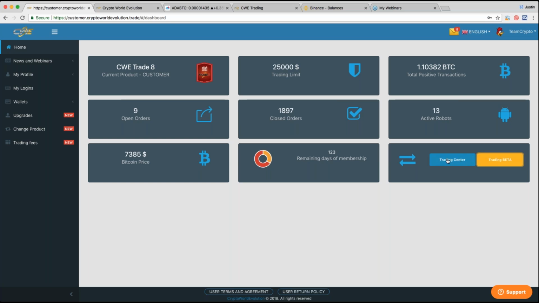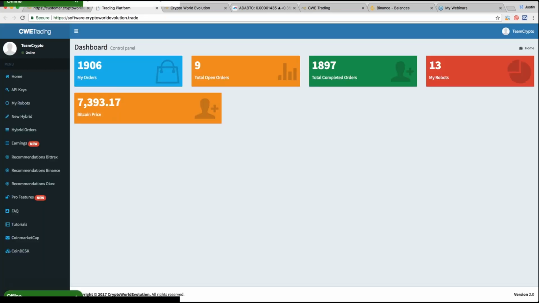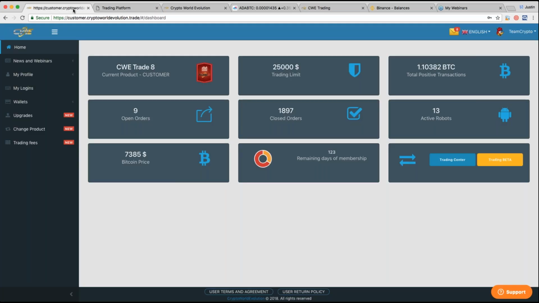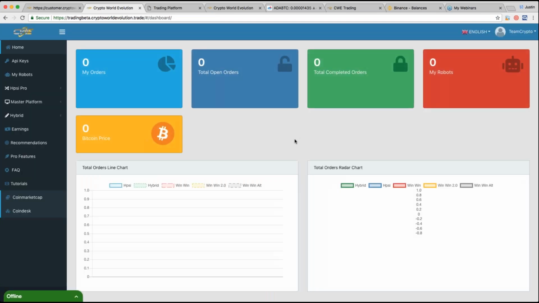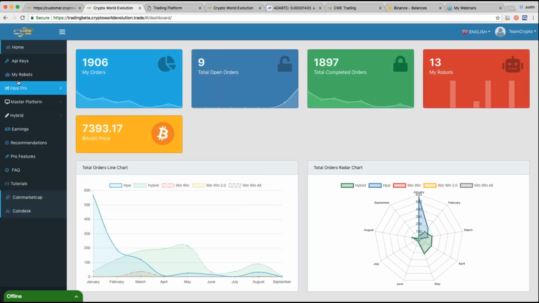Now, if you want to fire up a win-win and a regular HPSI, you want to go to the training center, which is right here at the blue button, or original back office. Make sure you come in here to start an HPSI 1.0 bot, and then go over to the yellow button where it says Trading Beta. That takes you into our new platform where we have the HPSI Pro, the master platform, etc.